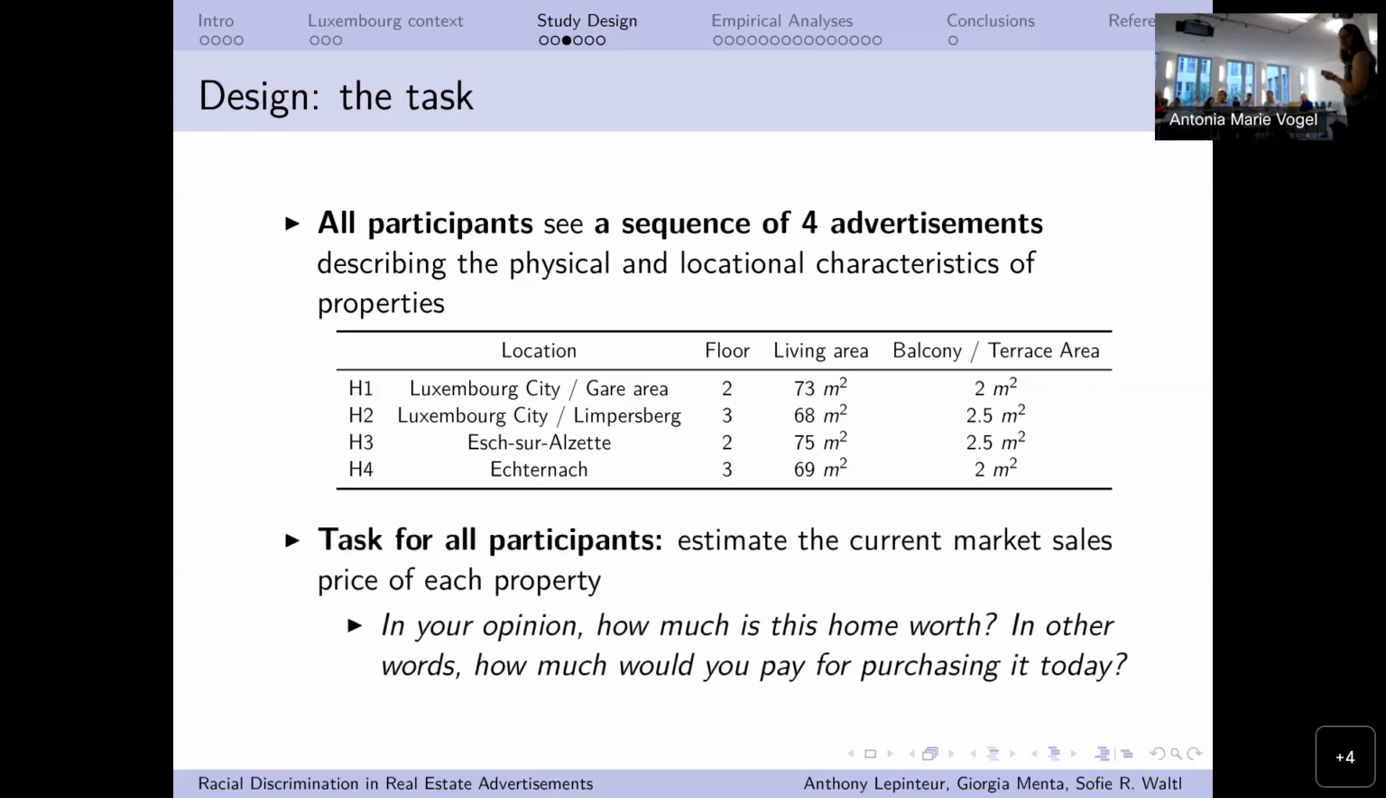And then they all had a task. They saw the advertisements with these characteristics, and the task was to estimate what the price would be when you would sell that property today. They just state what they believe is a kind of market price. They do so for the price today, but they should also estimate what the price would be in 5 years.